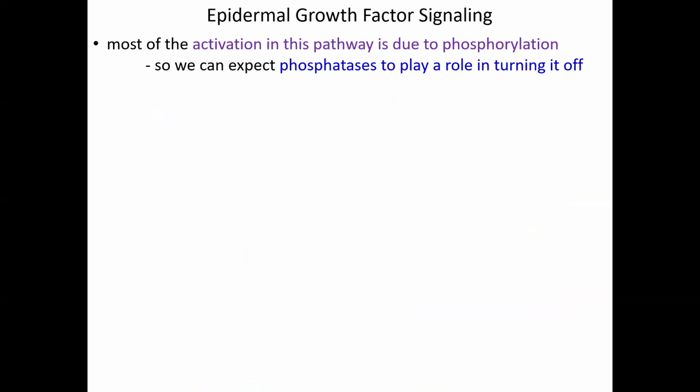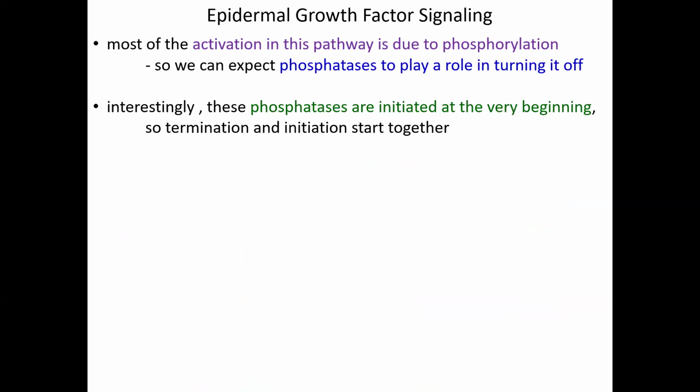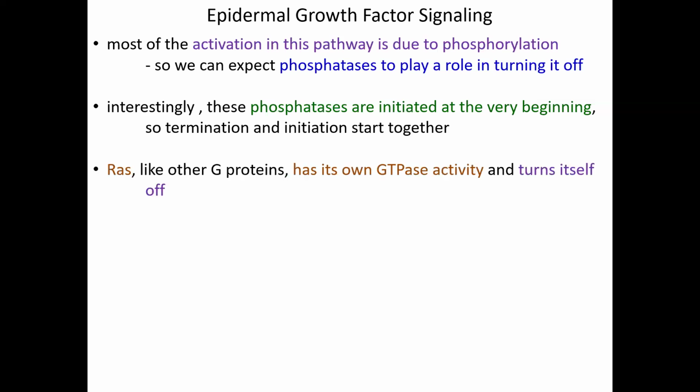So as you can see, most of the activation in this pathway is due to kinases, it's due to phosphorylation. So we can expect that phosphatases are involved in turning all of this off because those phosphates need to be removed. Interestingly, the phosphatases we need to turn everything off are also initiated at the beginning of the cascade. And so termination and initiation both start together. It's just that termination takes a little longer. Those enzymes are a little bit less efficient. So cells are turning this system off just as they're turning it on, making the signal transduction very short-lived.